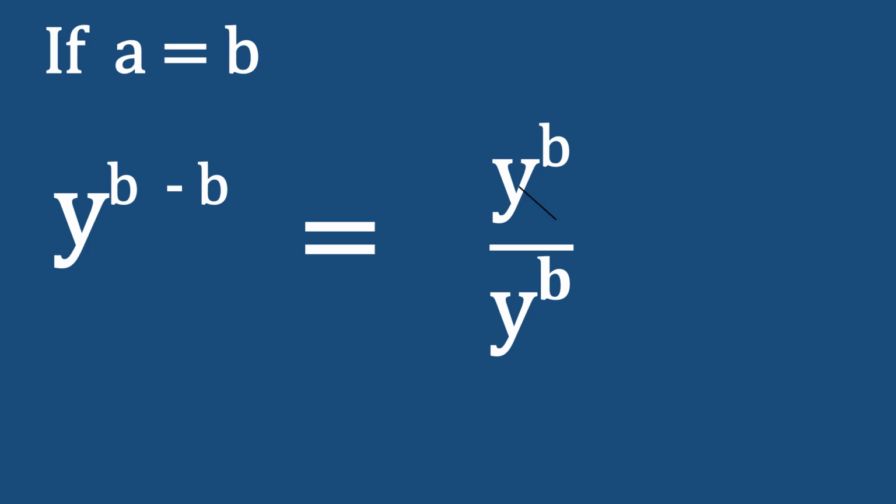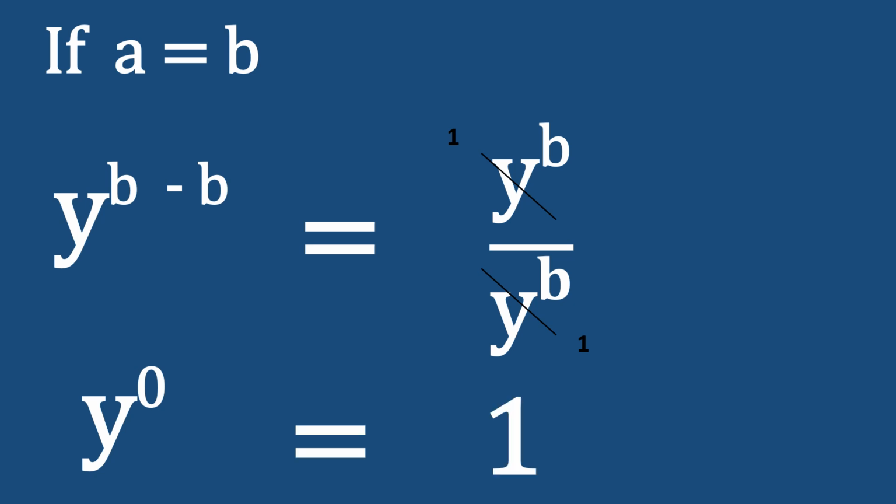So what do we have next? Y raised to the power b here, 1. Y raised to the power b at the bottom, 1. So we have y raised to the power of 0 on the left-hand side. Remember that b minus b is 0. So the power now becomes 0, and therefore we have y raised to the power 0, and it's equals to 1. So we have established also that y raised to the power 0 in the third scenario is also equals to 1.